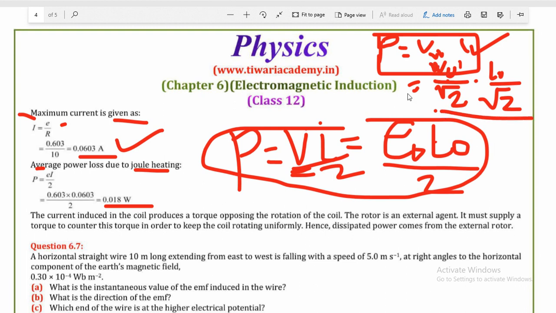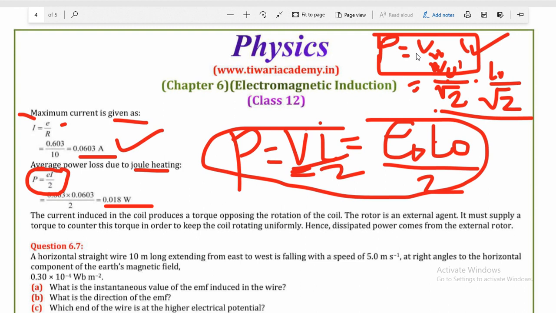So student, let me repeat why this formula is EI by 2. I am telling about this part. Since the average power loss is given by Vrms into Irms, but these values are the maximum values of EMF and current.